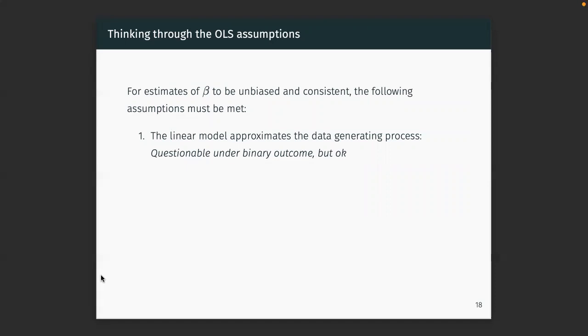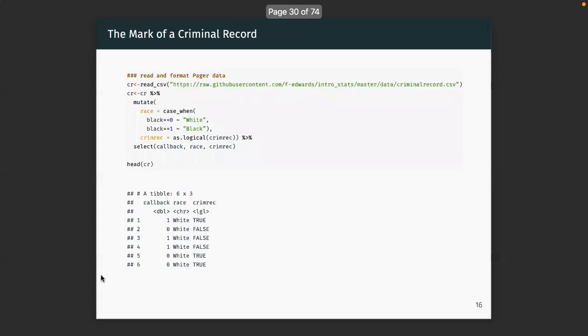Okay, so first, does the linear model approximate the data generating process? That is, how would we talk about a linear model? Let's first write out what our hypothetical linear model will look like for this question. So we'll say callback is our outcome, right?